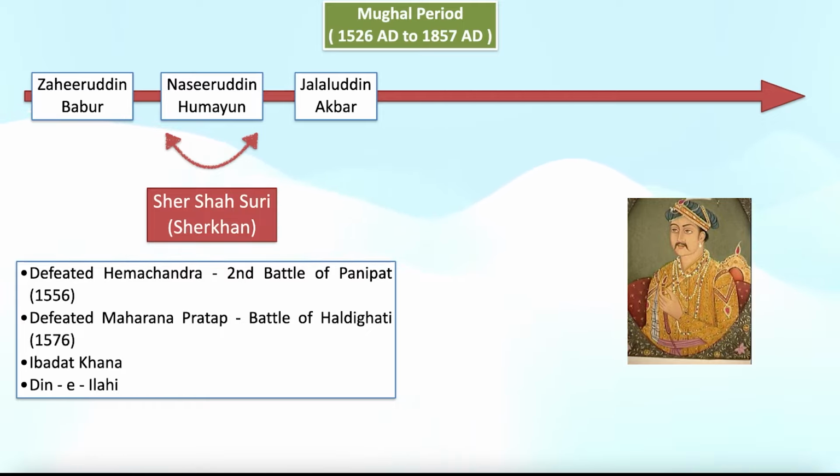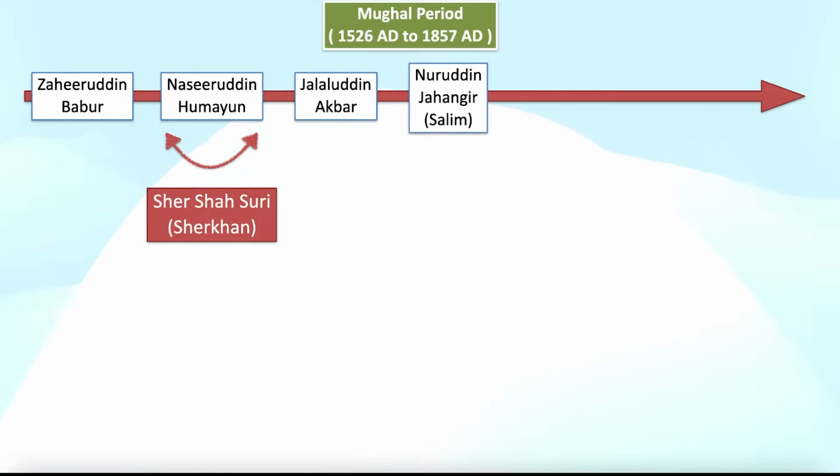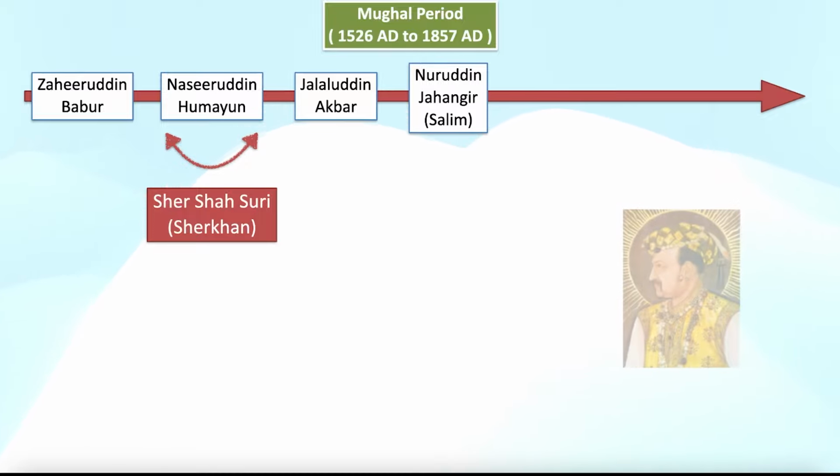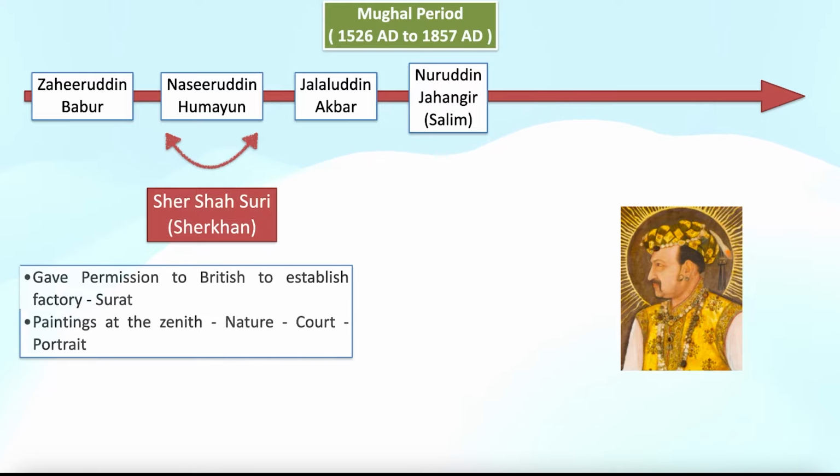Then Jahangir, Nuruddin Jahangir, who was also given the title Salim. Jahangir, the aesthete, held the empire with justice and a love for art. During this period, you will see that Jahangir gave permission to Britishers to establish a factory at Surat. Also, paintings were at their zenith.